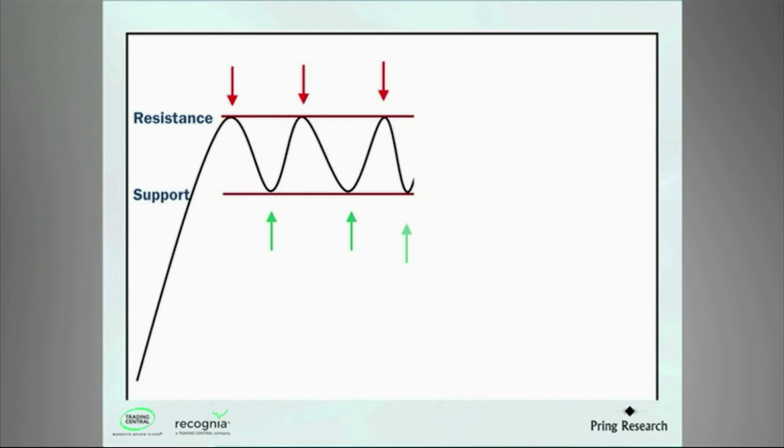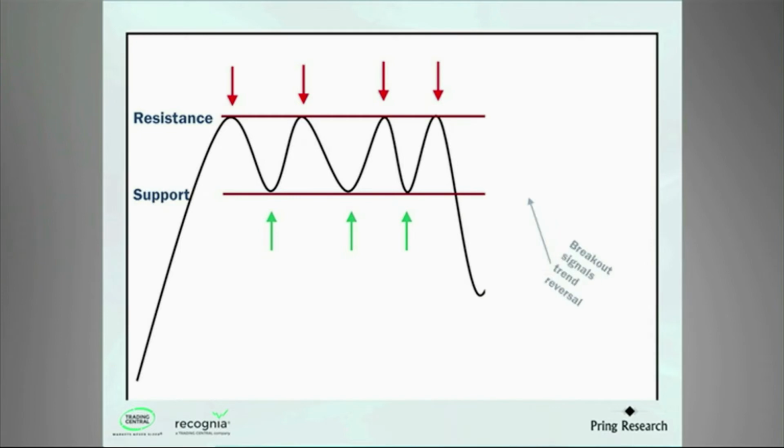Eventually one side will win out, and in this case it's the sellers, who are now so motivated that they push the price below the support level or the lower trend line. This is the sell signal, which indicates that the trend is now a negative one so far as this particular piece of evidence is concerned.